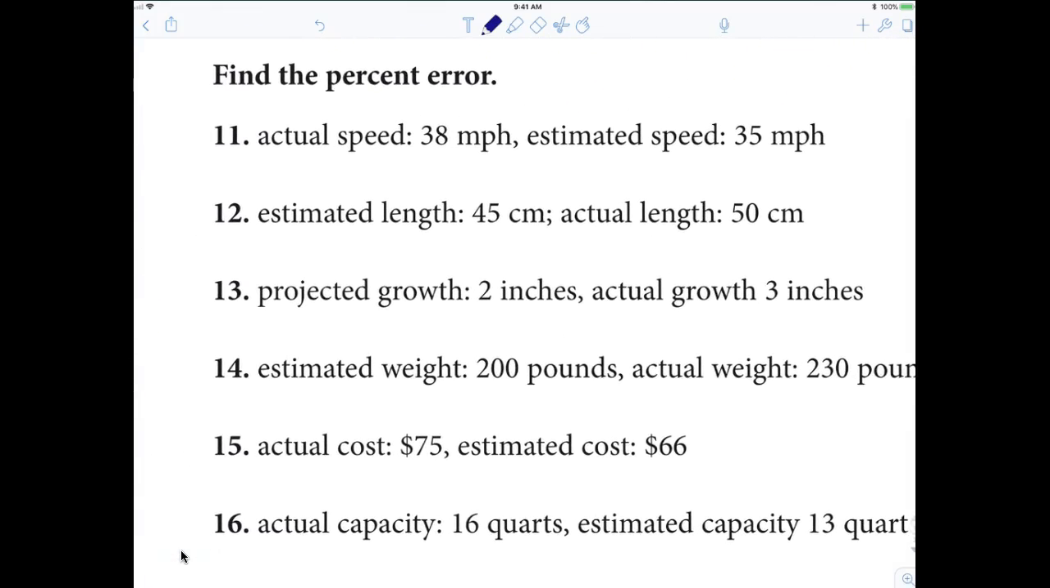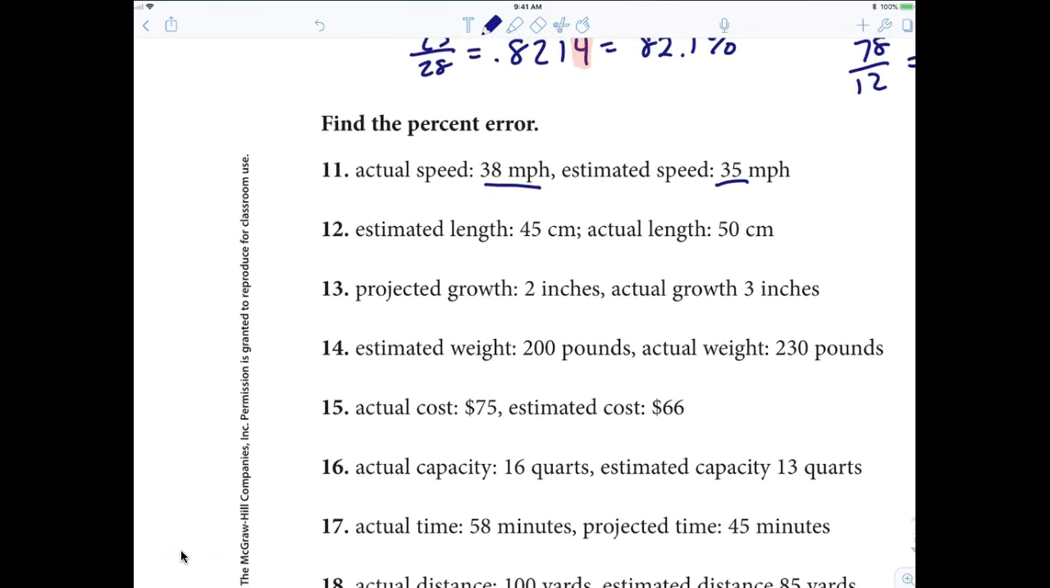Do you think there's any difference between percent of increase, decrease, or percent of error? No. It's just a different way of writing. So in other words, if you went 38 miles per hour, but you have an estimated 35, you're trying to find the percent of error. Well, which one is correct, the actual or the estimate? The actual. You with me on this?